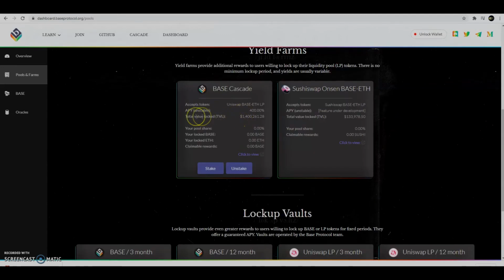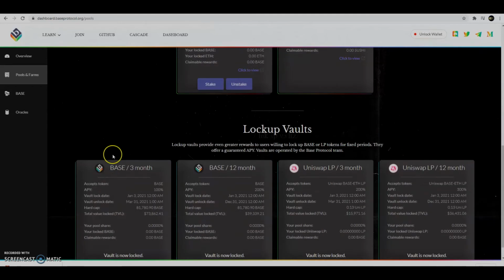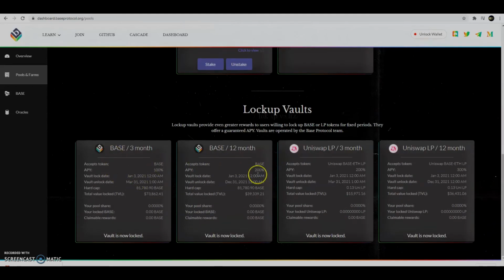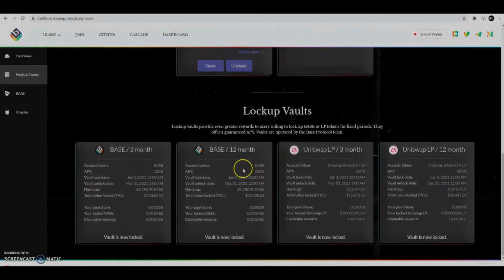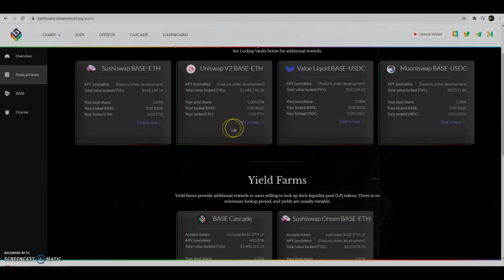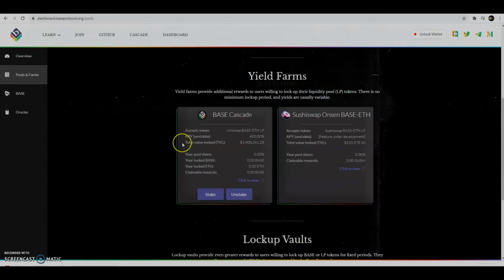And this is, as you can see here, total value locked. Oh, I should explain this to you guys as well. You can see the APY, which is unstable. It's currently at 400%. This will go down as they move to Base Cascade 2. And the reason is because they've got these here, which, as you can see, is stable. But these ones, along with all the vaults, are all unstable. So this will tell you the total amount that's locked, TVL, which is currently 1.4 million.